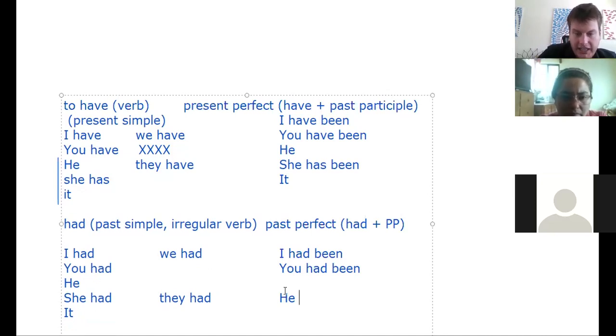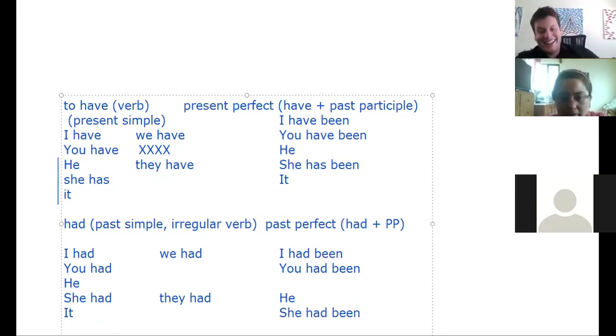But don't forget, he, she, and it. How should I do this one? It's the same. He had been. Yeah, exactly, right? So just so you can see it, present simple, present perfect, you will conjugate this verb. He, she, it has. He, she, it has been.